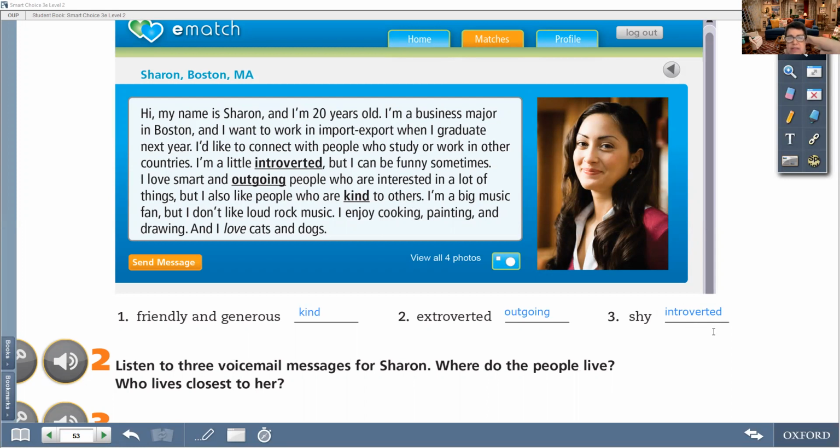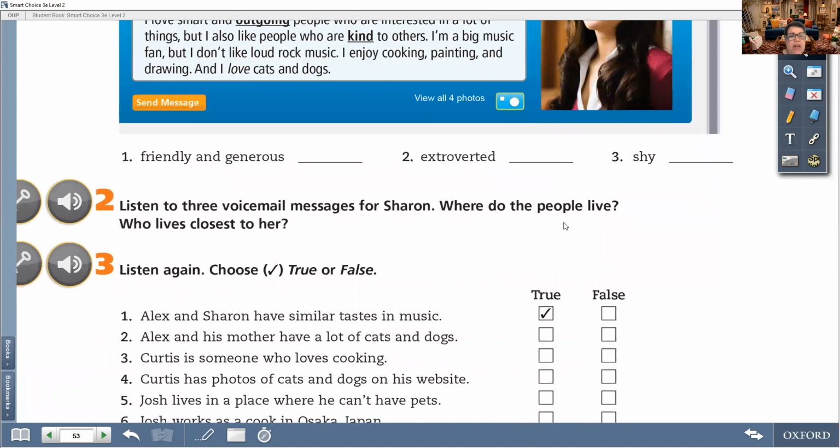Okay, great. So this is the first part. So first of all, she says that she likes people who are kind, outgoing, and she says that she is a little introverted. So she is a little shy. Okay, great. So let's move on to the next part. Can I clear my drawings? Yeah. Okay. So let's move on there.